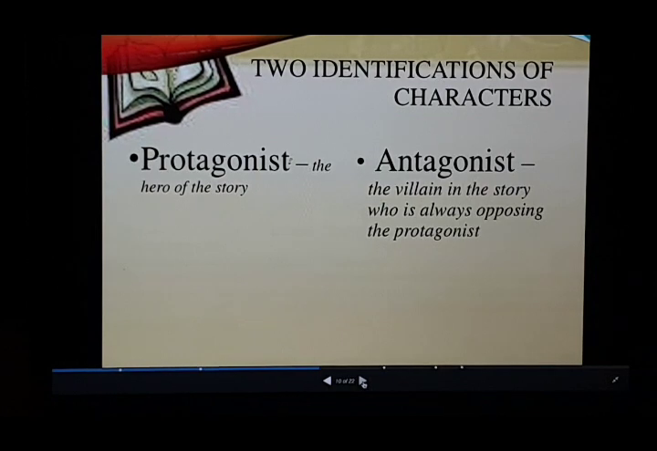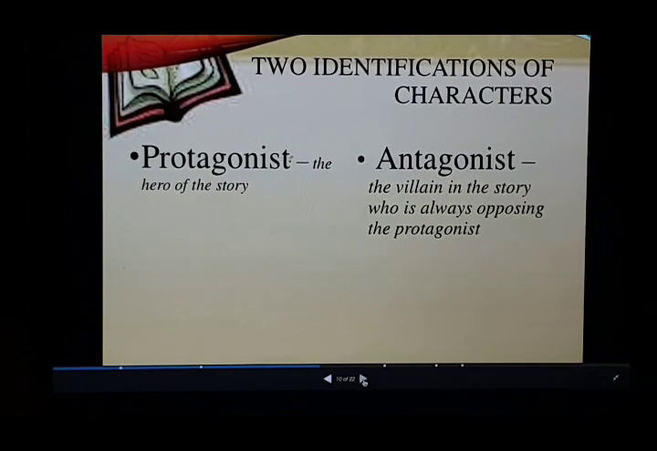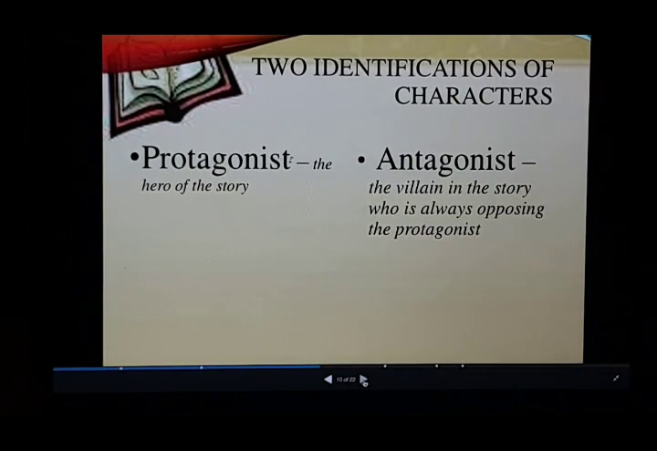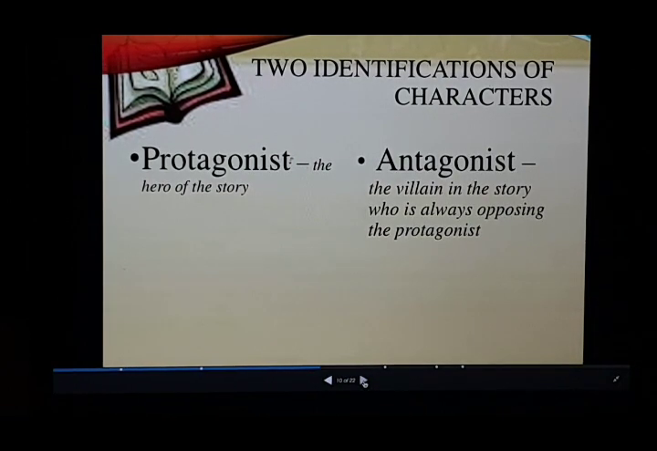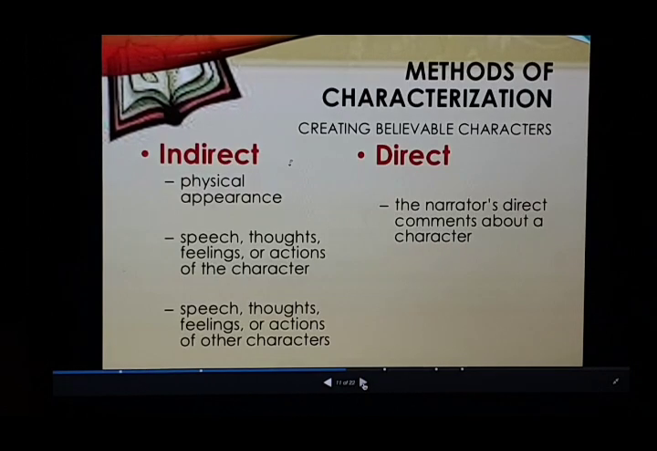So there is always a good guy in the story, and sometimes, most of the time, there can be a bad guy in the story. These are the two main characters of a story. The protagonist is the hero of the story, and the antagonist is the villain in the story, who is always opposing the protagonist, and there is always conflict between them. Now, methods of characterization.